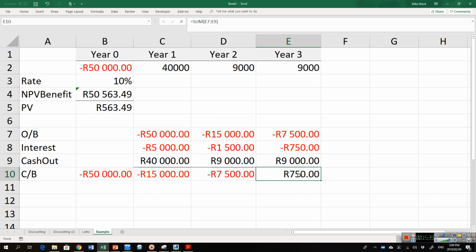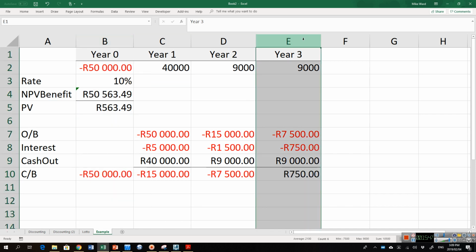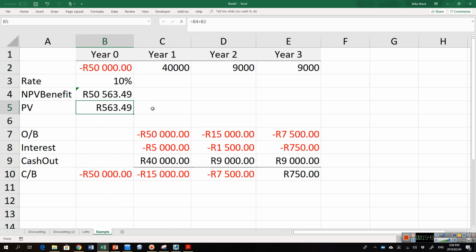Now, you ought to be saying, why is this different to this? Well, that's because this is in the present and this is in the future. If we were to take this 563 Rand and 49 cents and leave it in the bank, it would be equal to this next year times 1 plus this 10%. In other words, we're going to grow it by the interest rate.